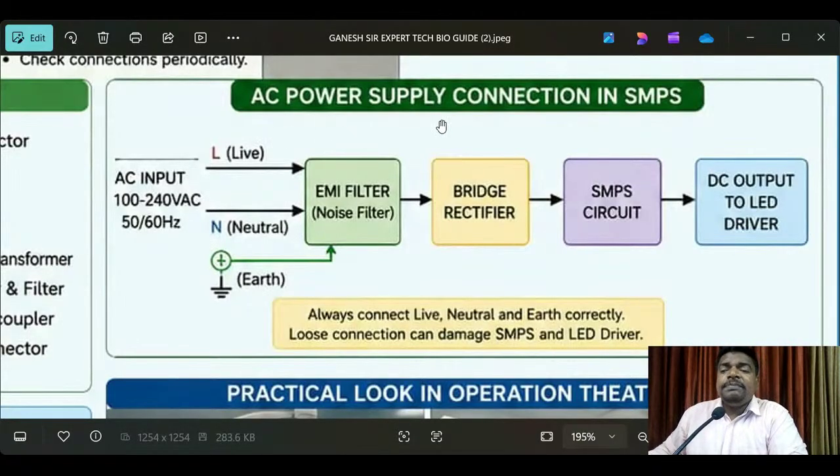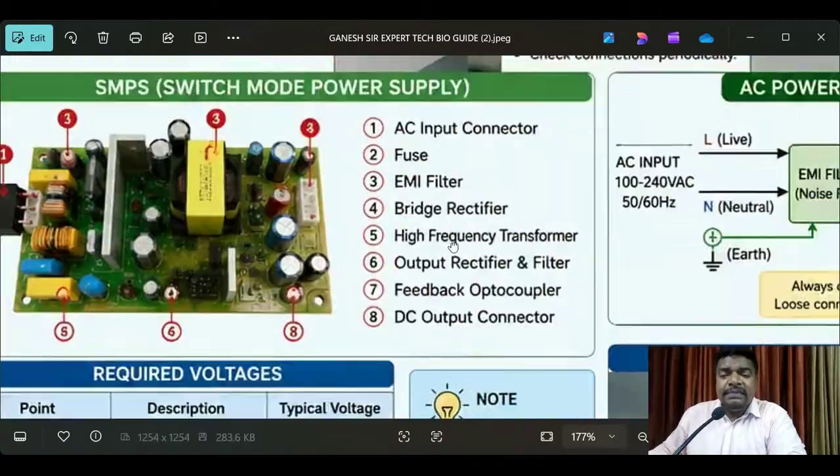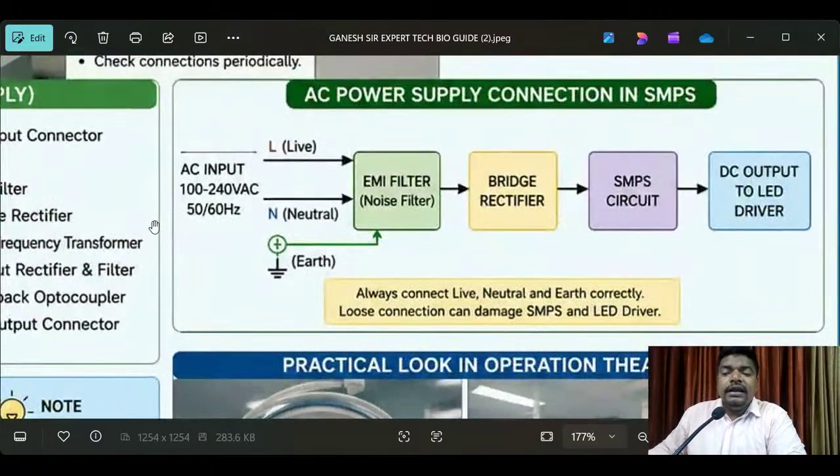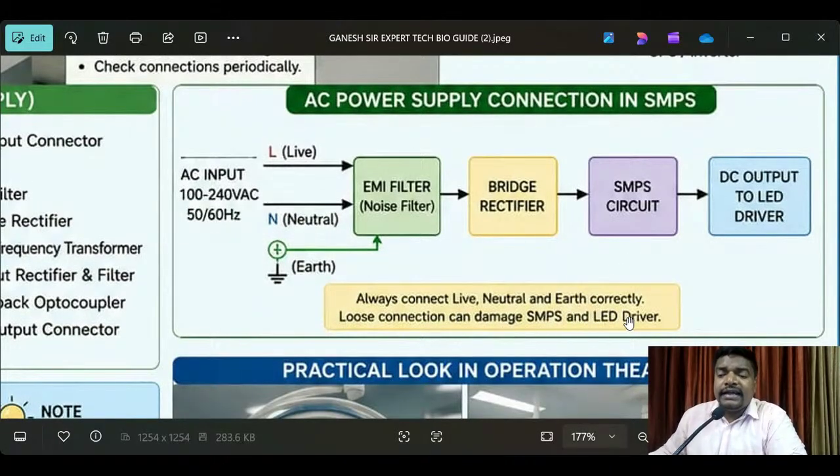AC power supply connections in SMPS, how they look. See this block diagram here, you can understand. AC input 100 to 240 V, 50 to 60 Hz, with live, phase, neutral, then the EMI filter, noise filter, and earthing also here. Then bridge rectifier, SMPS circuit, and DC output to the LED driver. Always connect live, neutral, and earth correctly. A loose connection can damage the SMPS and LED driver.